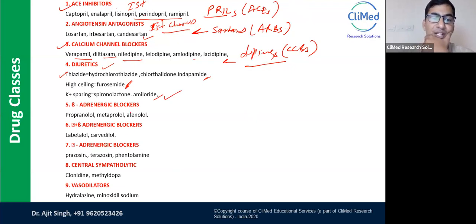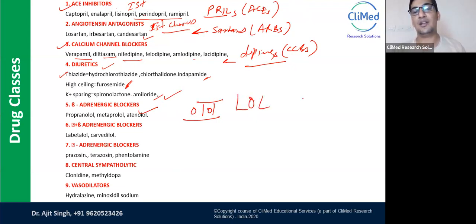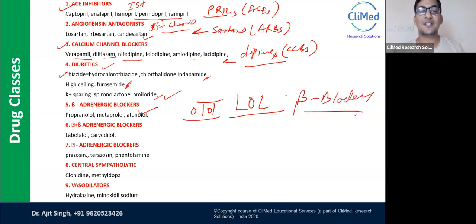Okay, then there is another category called beta blockers. So all the LOLs, if you can understand this LOL, laugh out loud, it will go to all beta blockers. All beta blockers are LOLs, or all LOLs are your beta blockers.